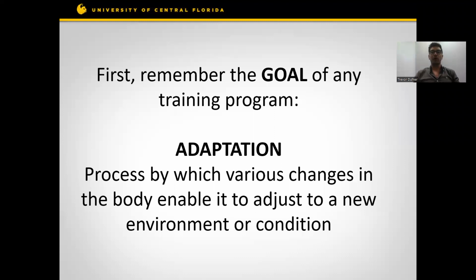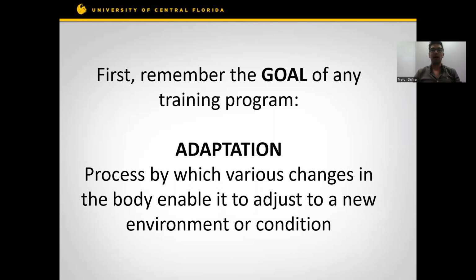And so first, remember the goal of any training program is adaptation. We're trying to improve. So by adaptation, we mean improvements, right? And you improve by going through adaptation. It's a process by which various changes in the body enable it to adjust to new environments or new conditions.